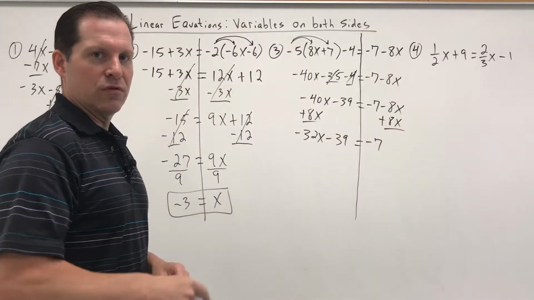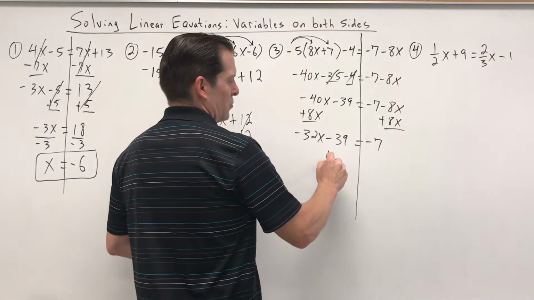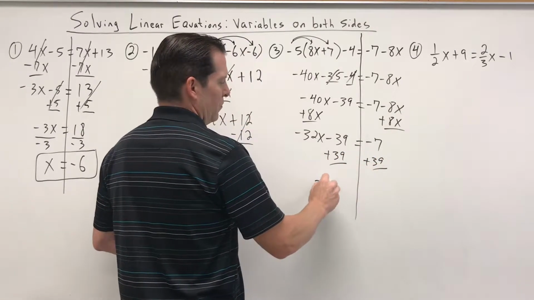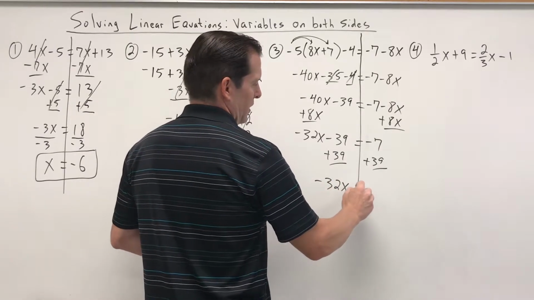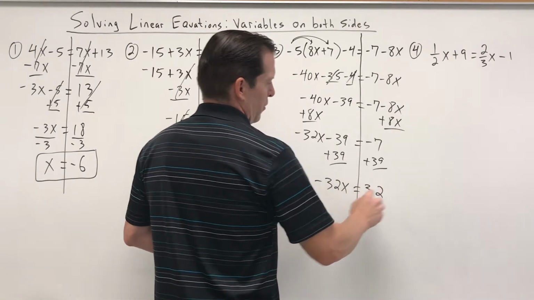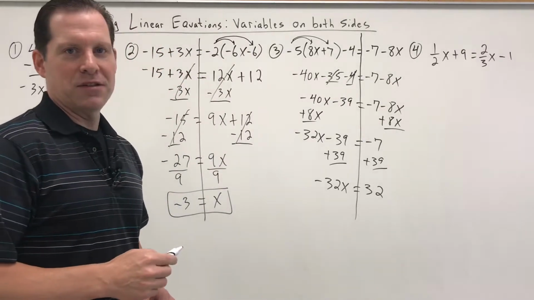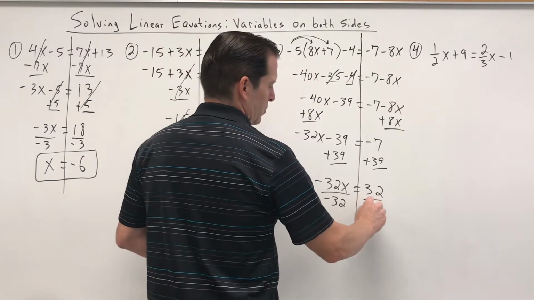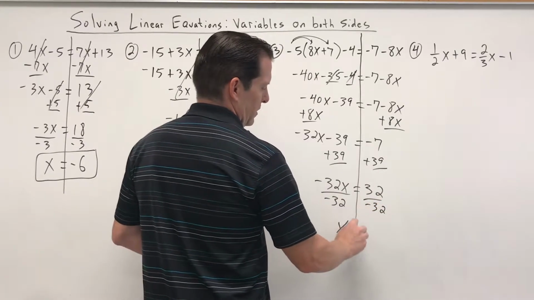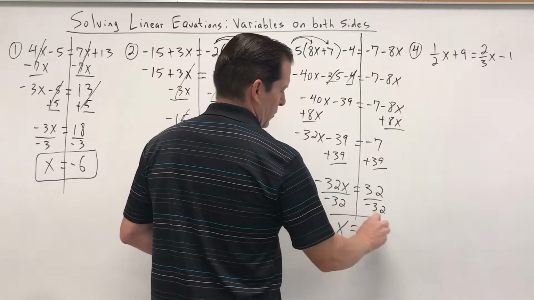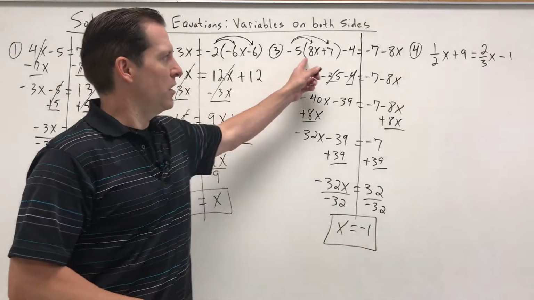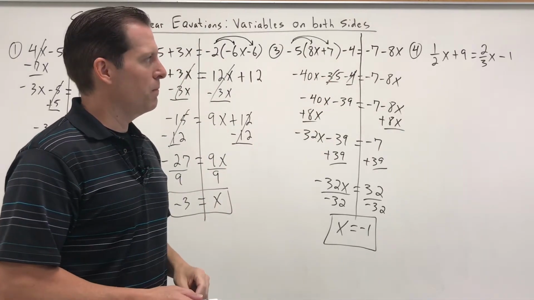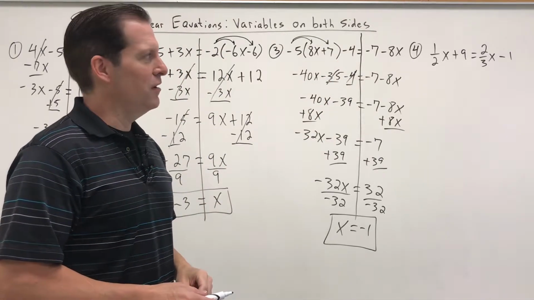Now I have to move the minus 39. So in the inverse, I'm going to add 39. So negative 32x is equal to 32. That worked out nicely. And then last thing, I'm going to divide by negative 32. So x is equal to negative 1. And again, if you plug it in to the left and the right side, that should be equal, which it will. All right, the last problem, number 4, the fractions.